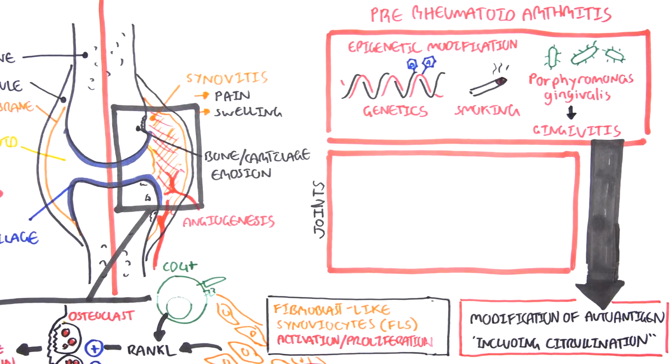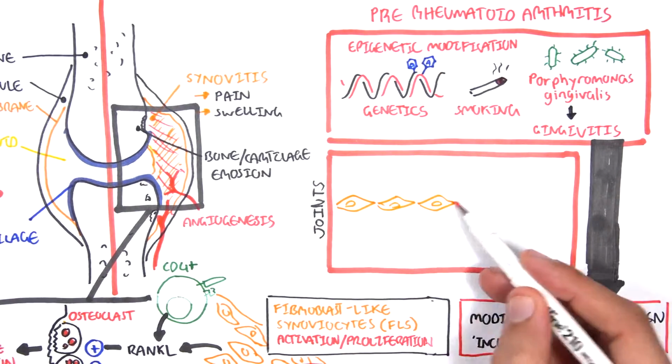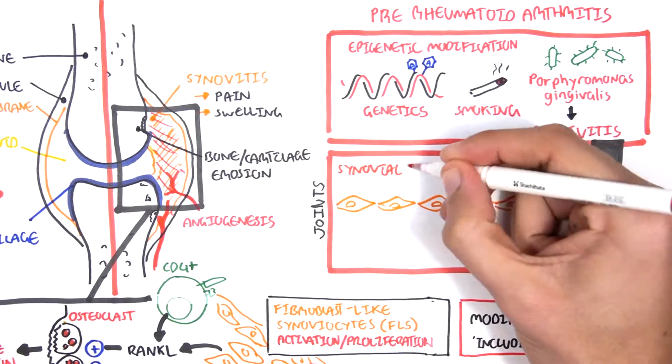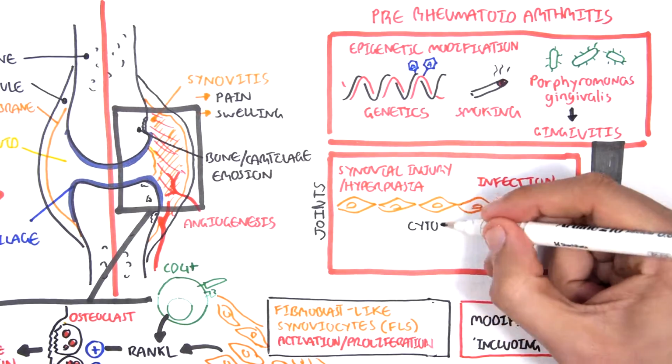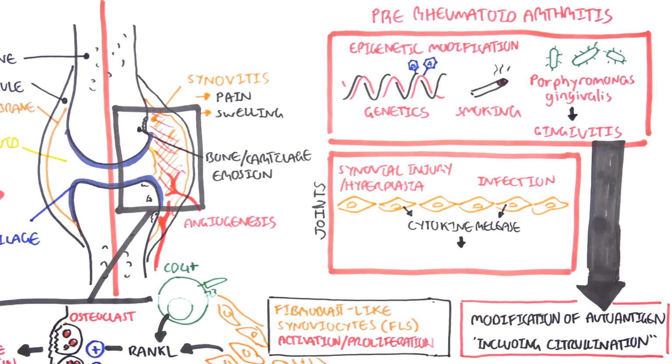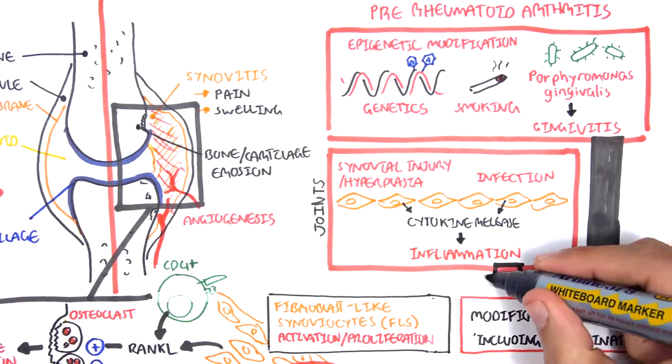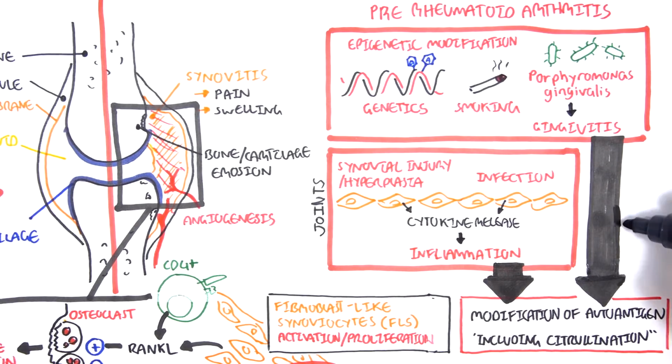Not only this, things can occur in the joints, such as synovial injury or hyperplasia, or you can have infection within the joint. And this will trigger cytokine release, and it will cause inflammation. This inflammation that occurs in the joints can also lead to modification of autoantigens, so modification of your own antigens, making them seem foreign. And this also includes citrullination.